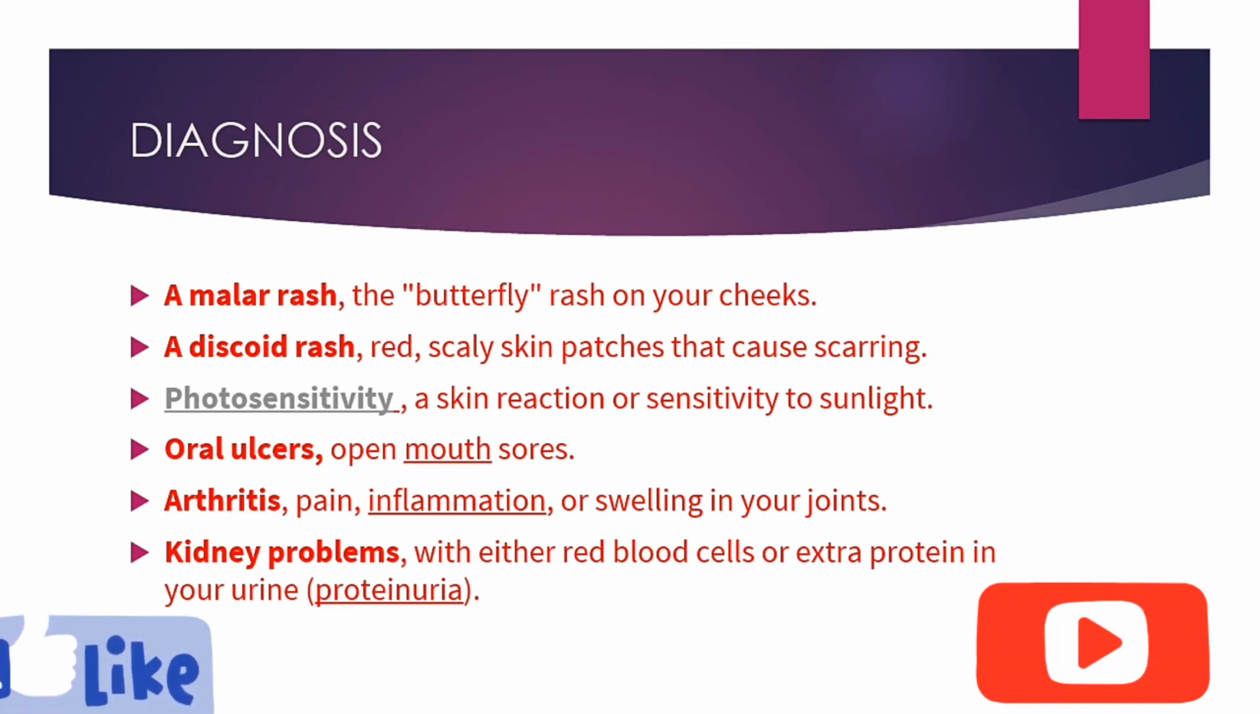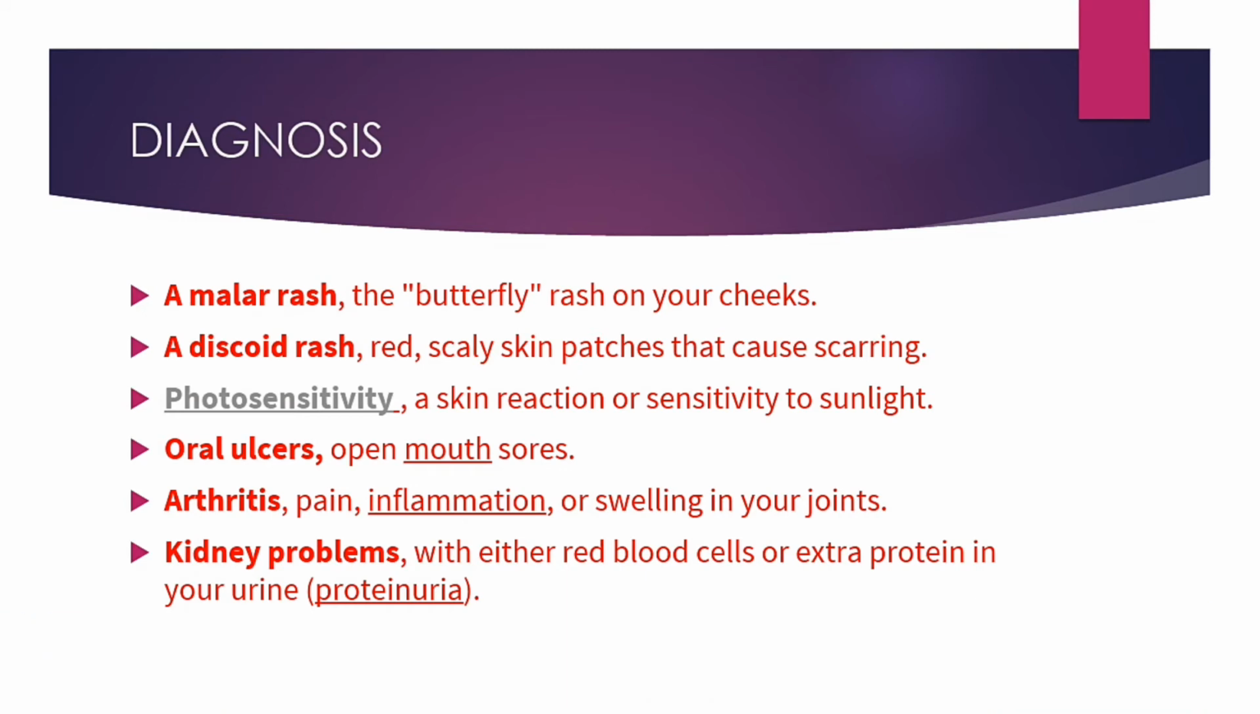Also there may be a discoid rash. Discoid rash means red scaly skin patches that cause scarring. So there may be red patches, and over it there may be scars. Also the person has photosensitivity, so if you go into the sunlight or any type of light, they are very sensitive to sunlight, and there may be rashes or other problems.